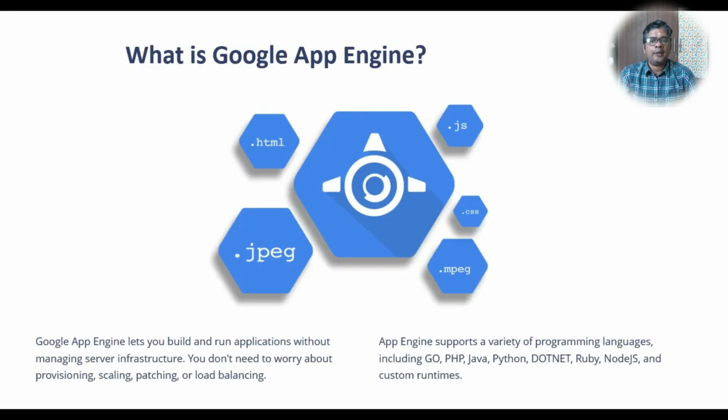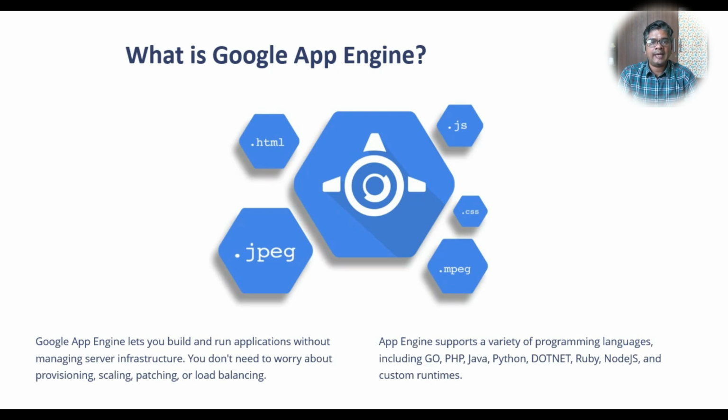What is Google App Engine? Google App Engine allows you to build and run applications without worrying about server provisioning, scaling, patching or load balancing. App Engine automatically scales your application based on the traffic and handles the operational tasks. You can focus only on the code while every other requirement is filled by the platform itself.